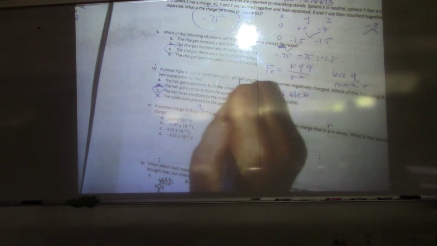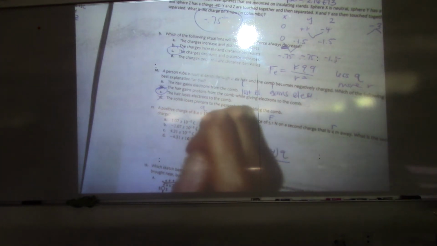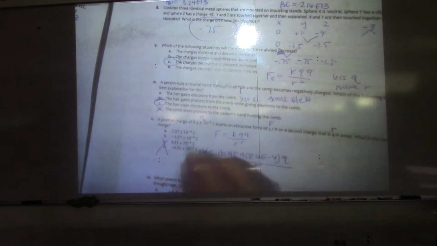I've got a charge, I've got a force, I've got a distance, I'm looking for the other. So F equals KQQ over R squared. 5.1 equals 9E9 times 8.4 E -4 charge over 4 squared. 4 squared is just 16. I'm going to multiply that 16 up. That becomes 81.6. Multiply these together, that's 75.6 with a bunch of zeros. And then now I just divide over, and that's what's going to give me the 1.07 E to the -5.